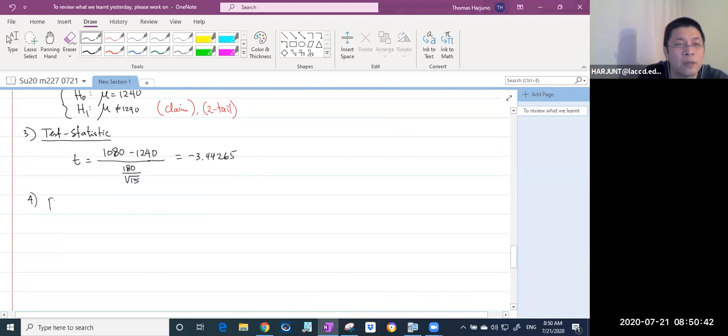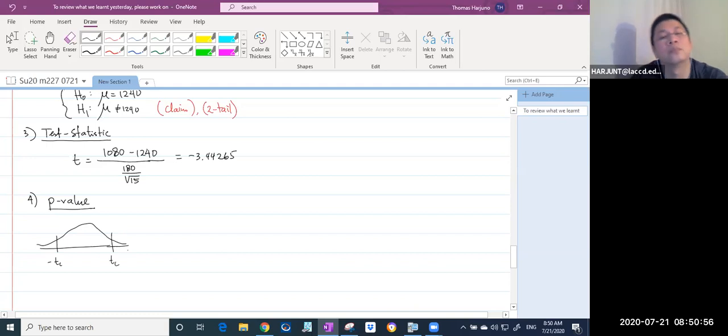For p-value, it's two-tailed, so we will have two critical numbers. We need 95%. Oh, I'm sorry, this is p-value. What am I doing? No critical. It's p-value. My bad. I'm thinking ahead. So the p-value, that's negative 3.44 something. But because it's two-tailed, whatever the area here, I need to double it.